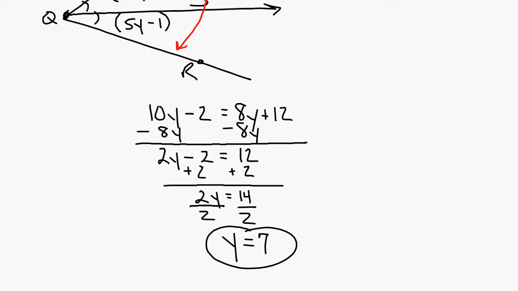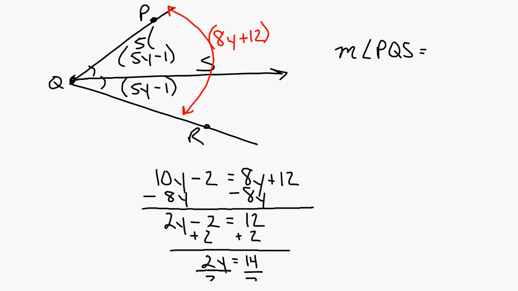But that's not what they were asking for. So you got to substitute. So where there's a y in angle PQS, you have to replace it with a 7. So we got 5 times 7 minus 1. What's 5 times 7? 35. Minus 1? 34. So 34 degrees. Can you see how careful you're going to have to be in reading the problem?